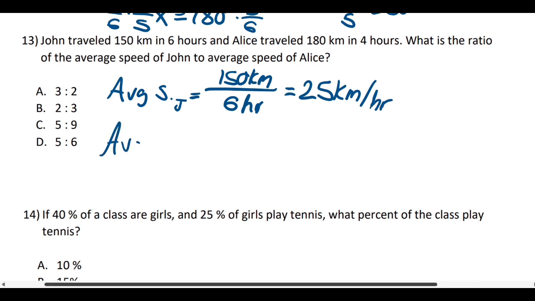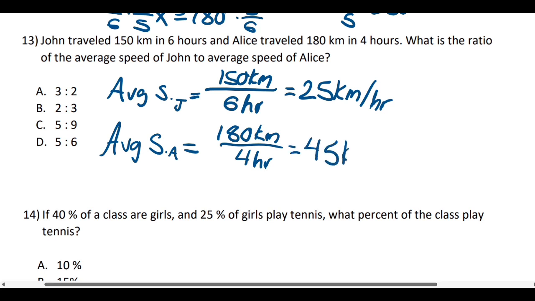Next, we're going to find the average speed for Alice. That's going to be 180 kilometers divided by 4 hours. 180 kilometers divided by 4 hours comes out to 45 kilometers per hour. Last, we need to find a ratio between those two numbers. The ratio between John to Alice, that's going to be 25 to 45. And we can divide both of those numbers by 5 to get 5 to 9 as the ratio.